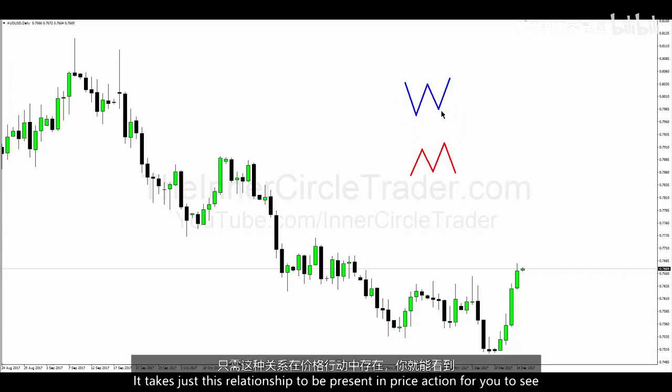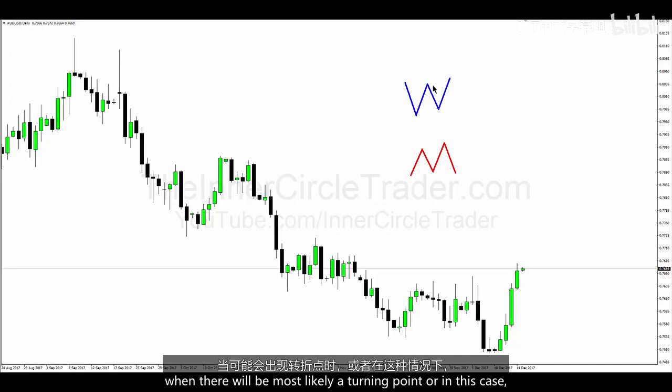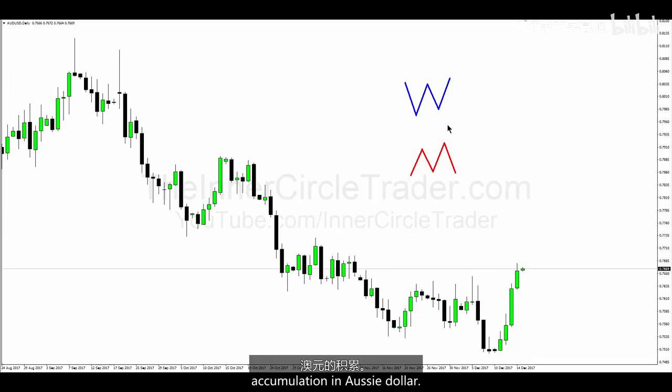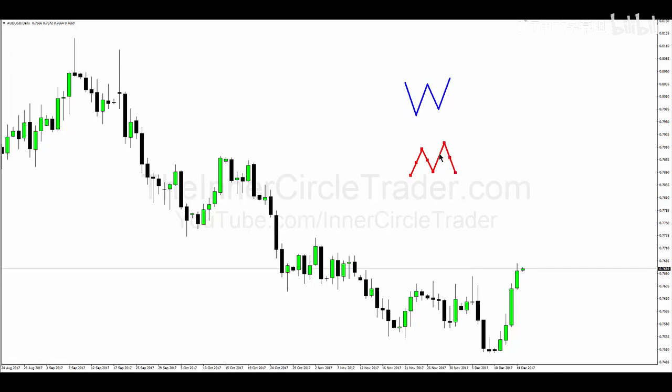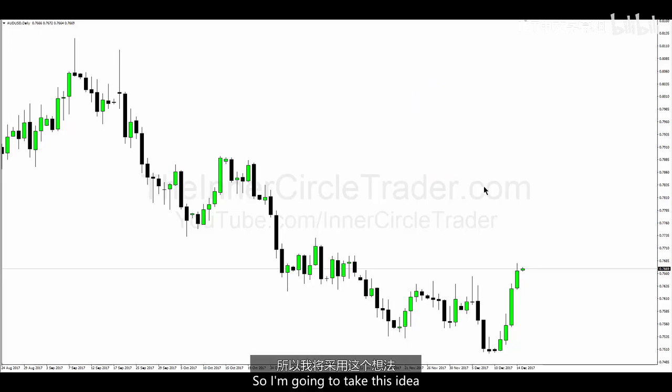Okay, it takes just this relationship to be present in price action for you to see when there will most likely be a turning point, or in this case, accumulation in Aussie dollar. So we're going to go into this idea, and I'm going to show you how we can take this information and flesh it out using the Aussie dollar.